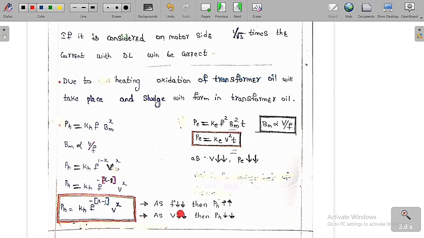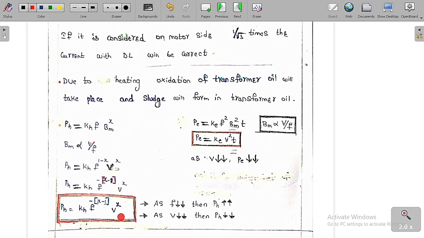So as the frequency increases, the denominator value will increase, so Ph will decrease. But in the reverse process, if the frequency decreases, the denominator value decreases, so the overall value will increase. Similarly, if V decreases, the overall value will decrease, and if V increases, the overall value will increase. So finally, I can say V to the power of x by f to the power of x minus 1, where x is equal to 1.6. Whenever the frequency decreases, the denominator decreases, so the overall value increases. Similarly, if frequency increases, the denominator increases, so the overall value decreases.